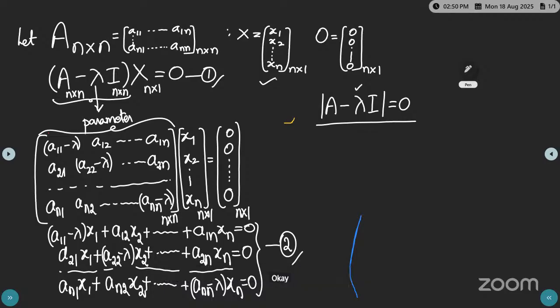So those infinite number of solutions are known as eigenvectors. Particularly we call it eigenvectors or characteristic vectors. Clear? Write down. Those who are absent today in the previous classes, please note down.